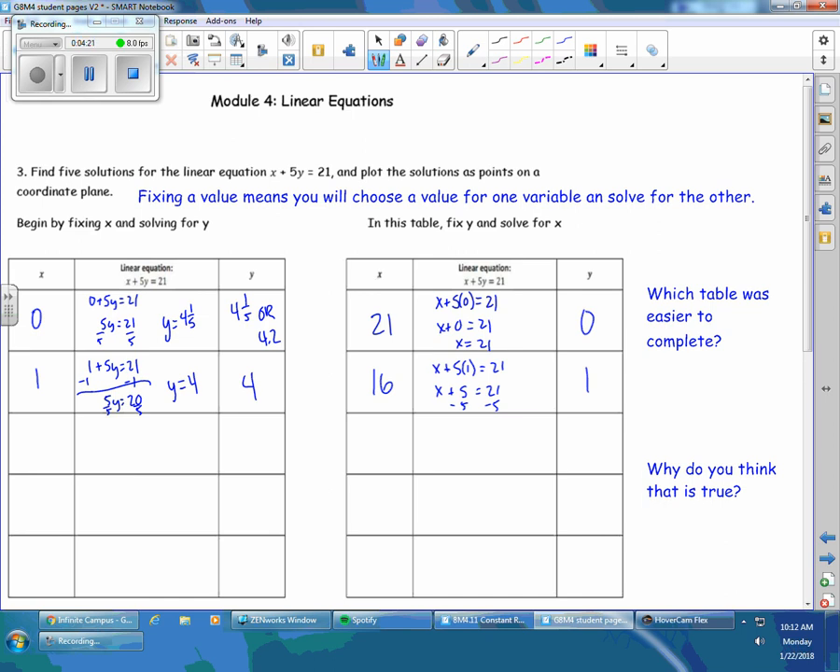Let's continue on with our same pattern. So I'm going to say x is equal to 2. So 2 plus 5y equals 21. Subtract 2 from both sides, and 5y equals 19. 19 divided by 5. I don't know that off the top of my head.